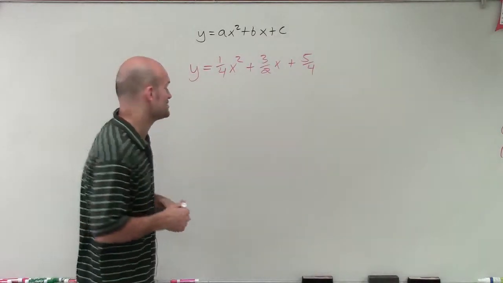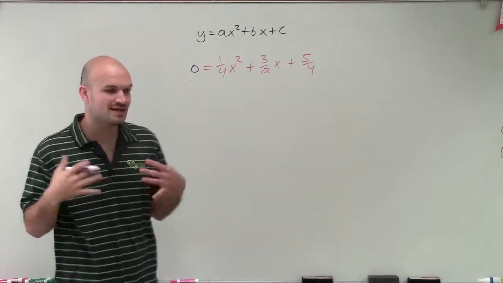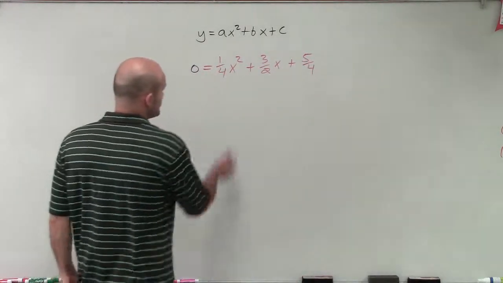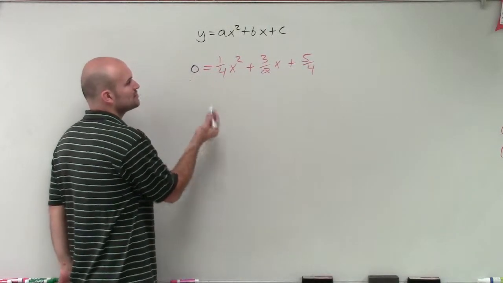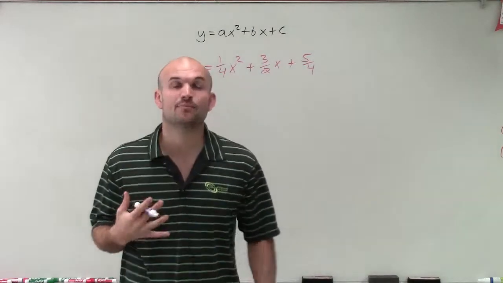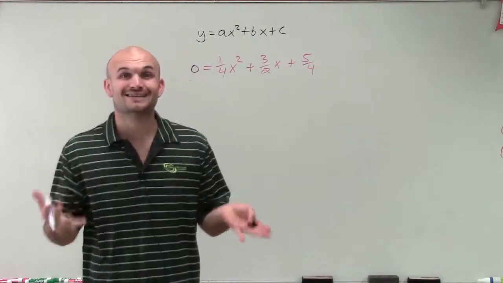The thing that I always like to do is, one, we're setting this equal to 0, and then let's multiply everything by a multiple. The multiple I'm going to choose is 4, because I want to get my x squared equal to 1. And that's something that's very important. When you get your x squared equal to 1, your factoring technique makes it a lot easier.